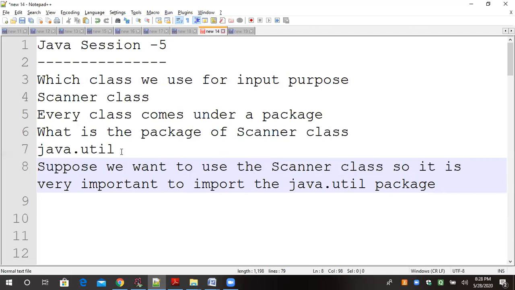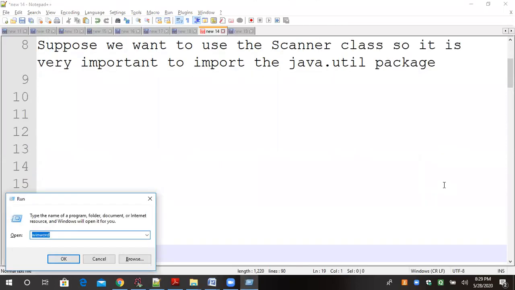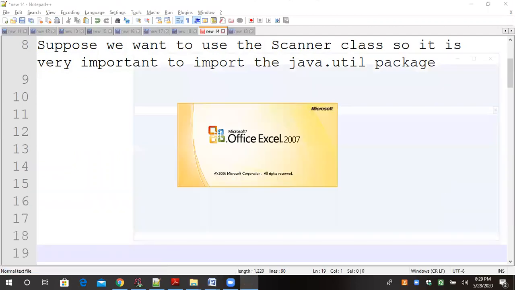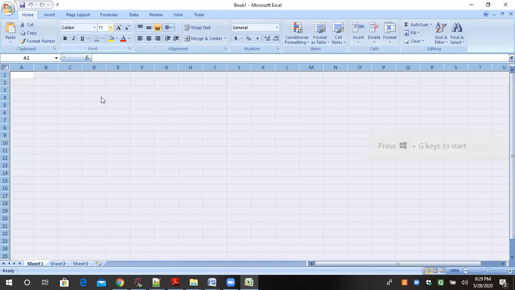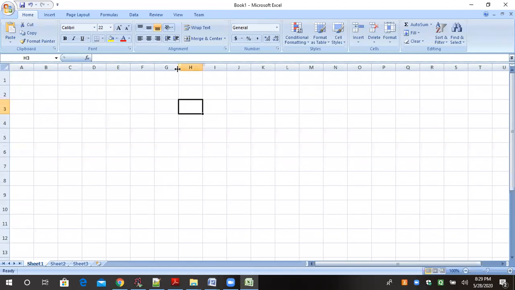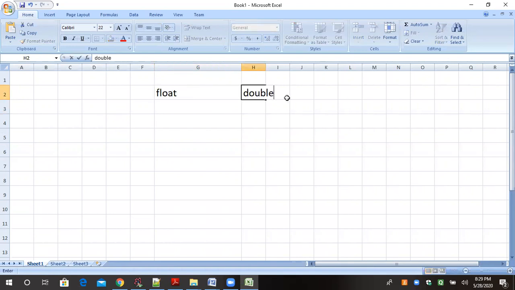Now, before jumping to the question part, I want to discuss one more very important thing. The difference between float and double is a very important question, a frequently asked topic in the examination. So I want to discuss it before discussing the questions.